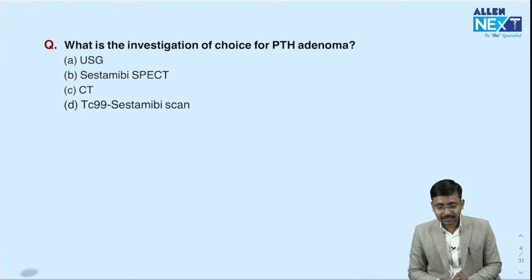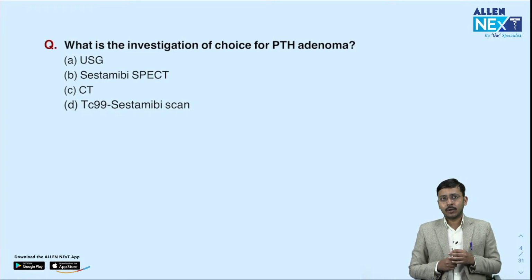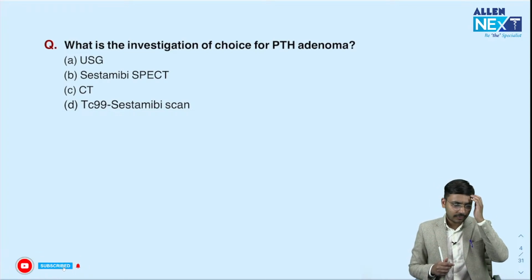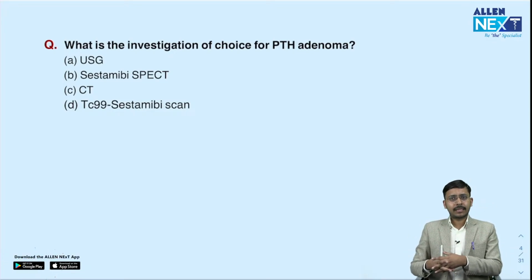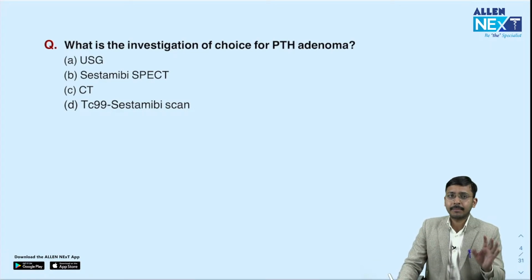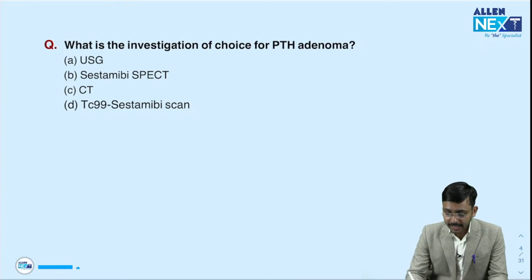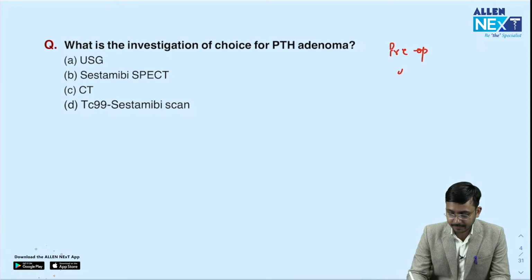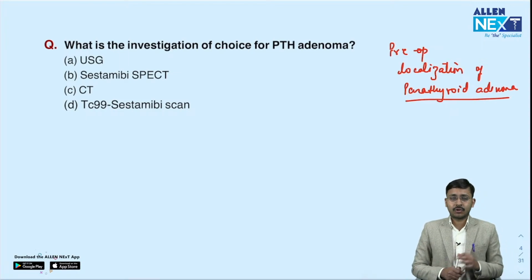Now, the next question is regarding the choice of investigation when we are evaluating a parathyroid adenoma. I think this was not the direct language of the question per se. The question mentioned a suspected case of primary hyperparathyroidism, and a parathyroid adenoma is suspected. So, for a pre-operative localization of parathyroid adenoma, what will be an investigation of choice?